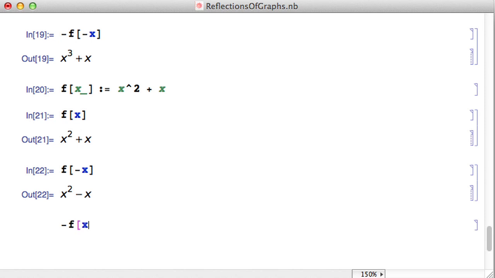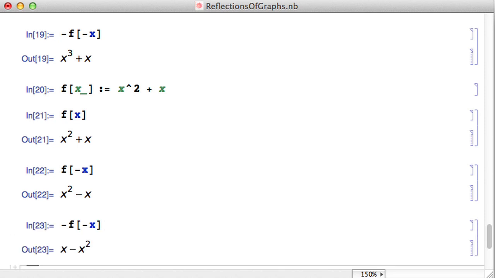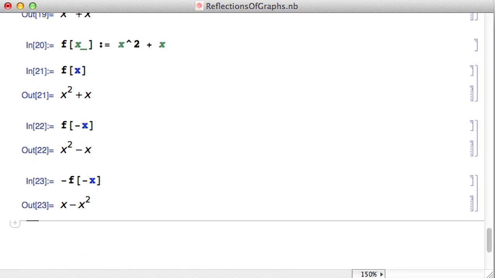And then minus f of minus x is x minus x squared. So it's minus x squared plus x. It's not the same thing as the original function. So it's not an odd function.